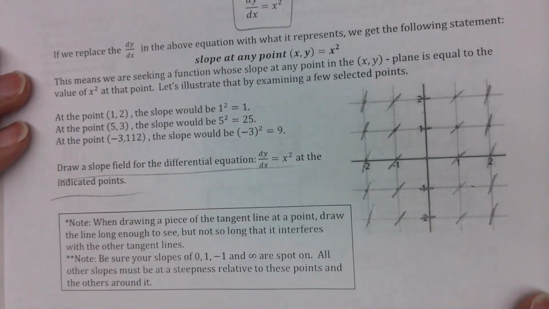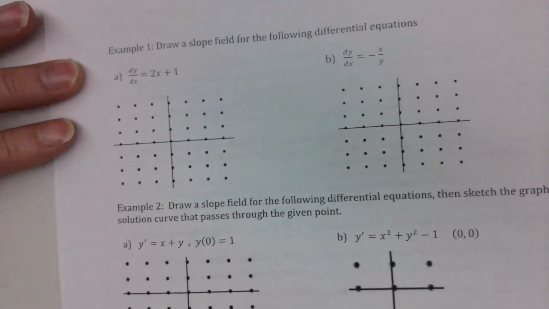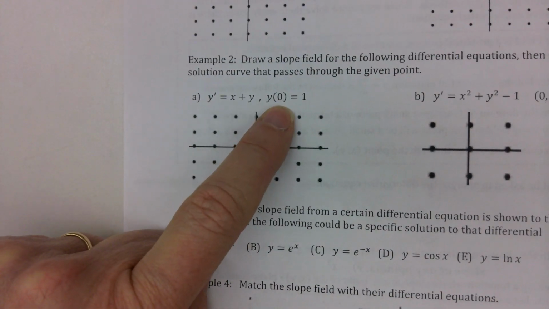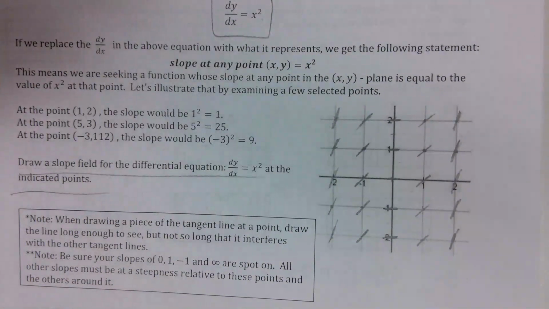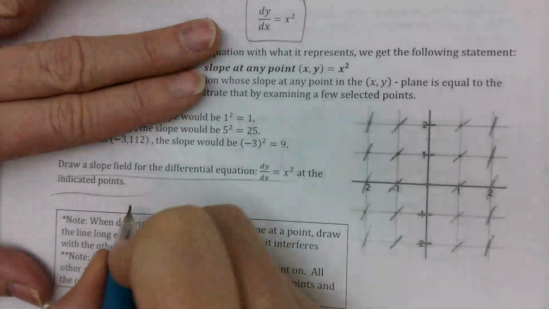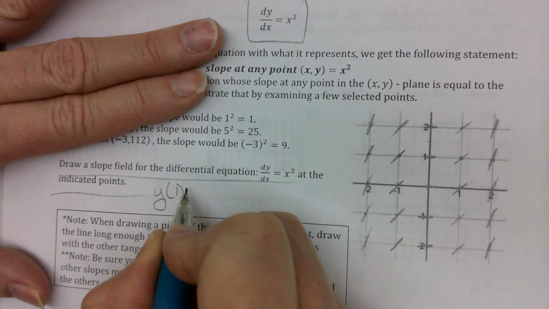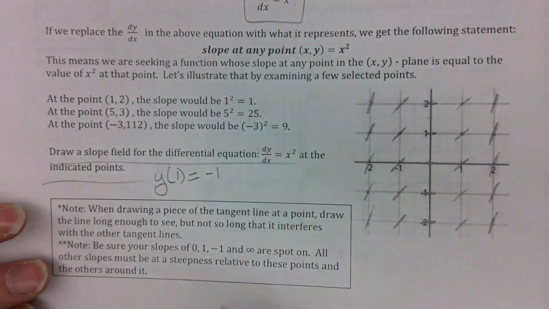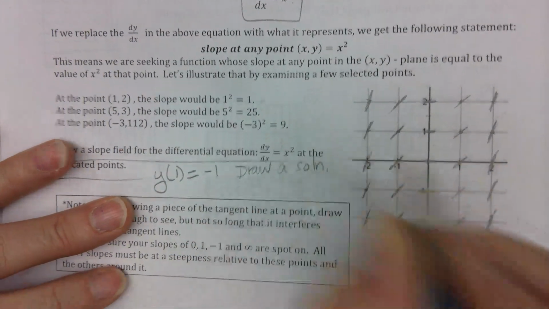that's a slope field. The next item is if we're given an initial value. After we draw a slope field, the purpose of it is to be able to actually solve the differential equation. So if I say y of 1 is negative 1, then we can draw a solution to it, okay?